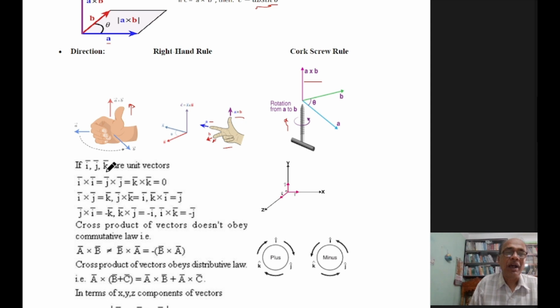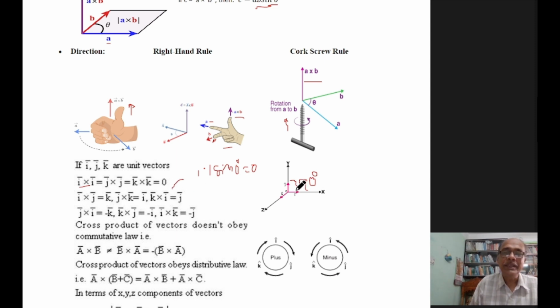Now, if i, j, k are the unit vectors, then you see the angle between them is 90 degrees, and the angle between a vector and itself is 0 degrees. So i cross i means 1 into 1 sine 0 degree. So what is sine 0? That is equal to 0. So i cross i, j cross j, k cross k, all are 0.